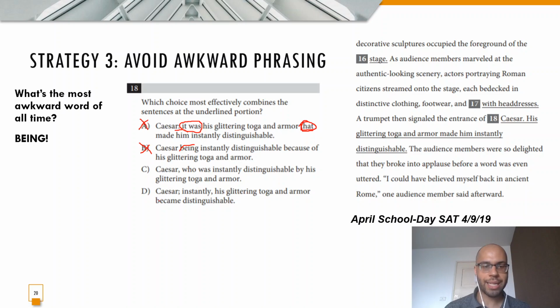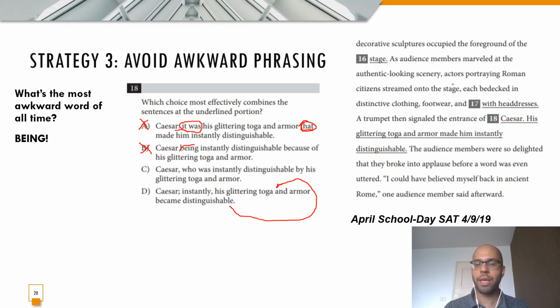Now, what about something like D? Caesar instantly, his glittering toga and armor became distinguishable. Well, that's not horrible in a lot of ways. It doesn't have too much passivity in it. But I'm wondering if there isn't a problem here. And the problem is that the focus shouldn't be on his armor and toga becoming distinguishable. It should be on Caesar himself being recognizable to the audience, right?